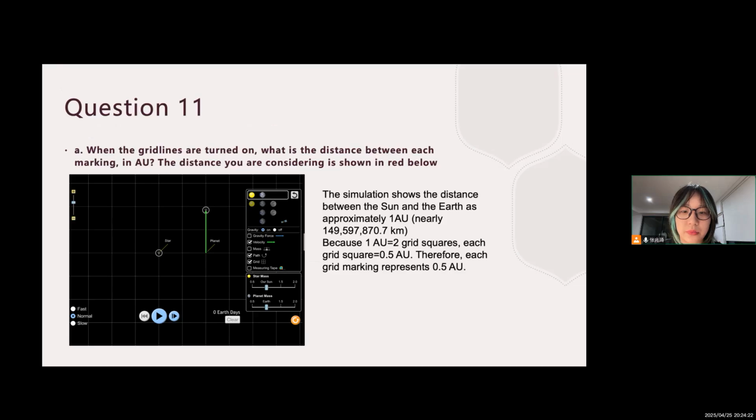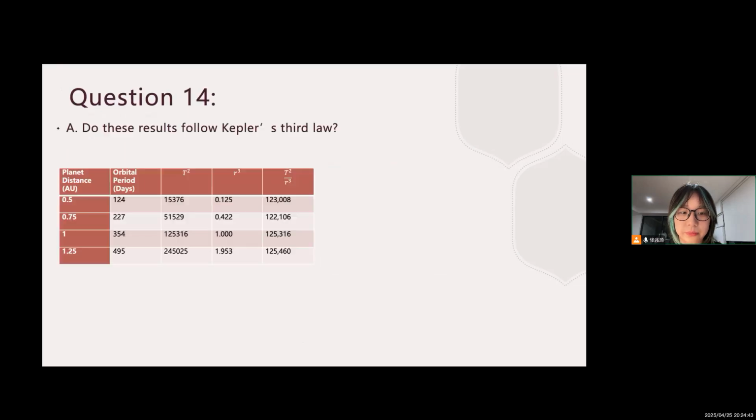From this figure, we can see the simulation shows the distance between the Sun and the Earth as approximately 1 AU. Because 1 AU equals 2 grid squares, each grid square equals 0.5 AU. Therefore, each grid marking represents 0.5 AU.